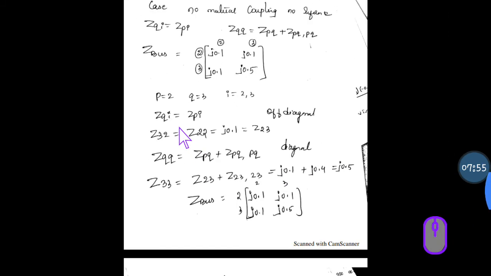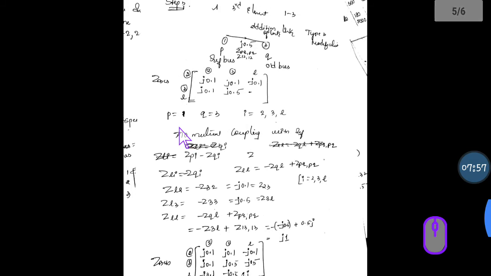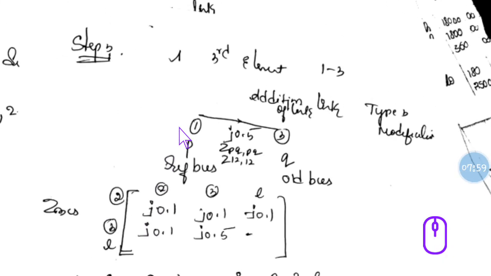Second one. Okay, now the third step. The third element is in between 1 and 3. 1 is reference and 3 is old bus, so this is a type 3 modification. Now you have to form addition of link, no mutual coupling with reference.